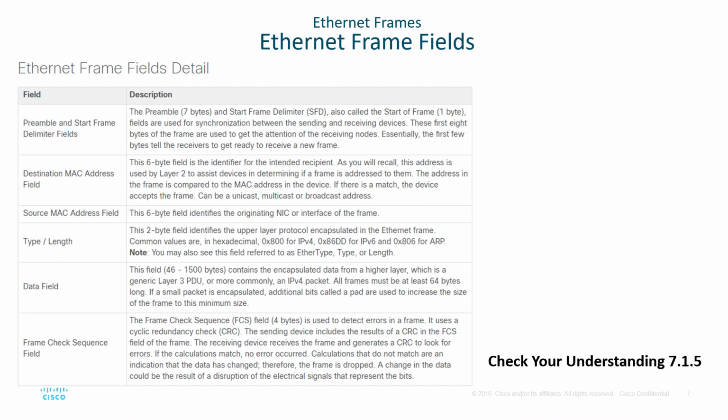All frames must be, again, at least 64 bytes long. If a small packet is encapsulated, additional bits need to be added. That's called padding. So you would pad up to the size of 64 so that it is considered valid. The only real way to describe that process is, anybody who's ever done web design, when you have, let's say, an image and you need it to fit a certain size on your web page, if that image isn't large enough, you have to put kind of padding fields in order to make it the correct size.